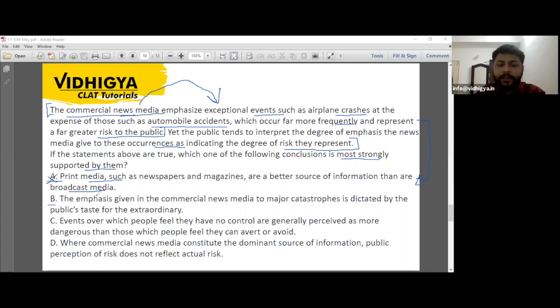Answer option B here reads: the emphasis given in the commercial news media to major catastrophes is dictated by the public's taste for the extraordinary. Now it says that the emphasis which commercial news media gives to major catastrophes is dictated, meaning governed, run and dominated, by the public's taste for the extraordinary. It means because of the public's willingness to come across these pieces of news, they particularly tell that news. Alright, so again this is not talking about the public's perspective.